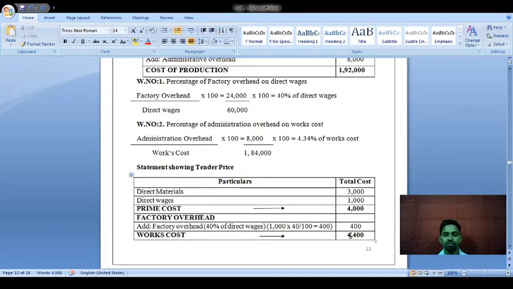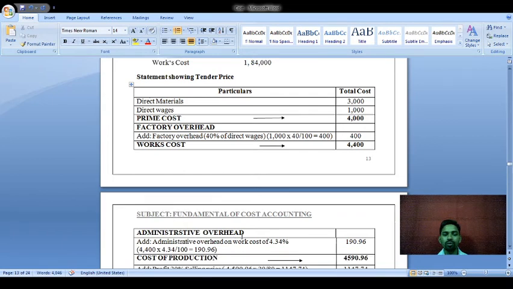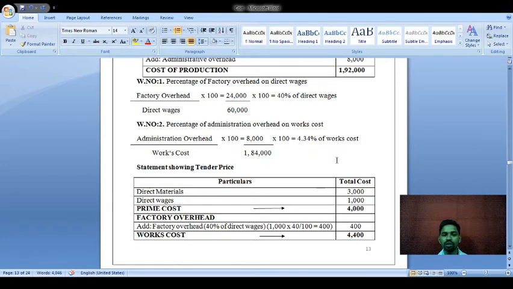Now this 400 we have to add to the prime cost. So 4,000 plus 400 is equal to 4,400. This 4,400 is nothing but the work cost. Now in this work cost we have to add the administrative overheads. We have also prepared a working note for that: percentage of administration overheads on work cost. So see here, 4.34% of work cost.